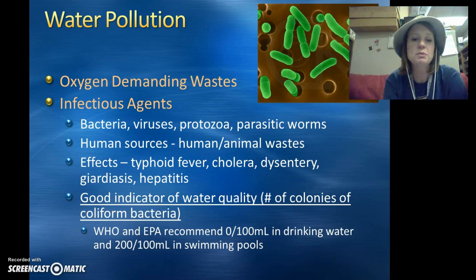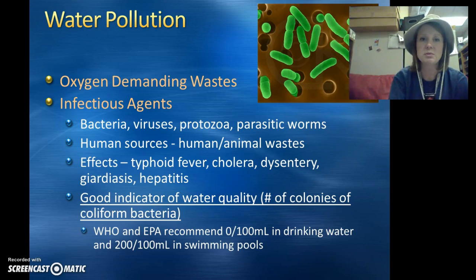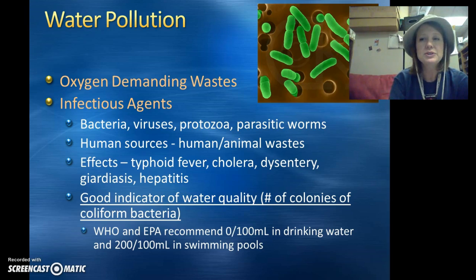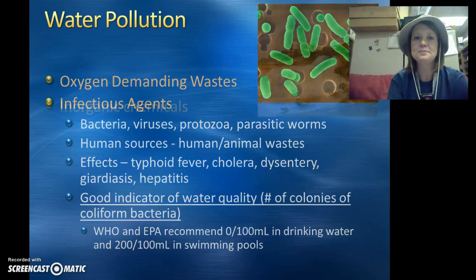So the World Health Organization and EPA recommend that your drinking water have 0 colonies per 100 milliliters, and that's in drinking water. Swimming pools can have higher amounts, but usually they don't because the amount of chlorine in a swimming pool is much higher than that in drinking water. But you combine all of the bodies and you are going to have a little bit higher bacteria levels, and it is acceptable, but not a good idea to drink swimming pool water.